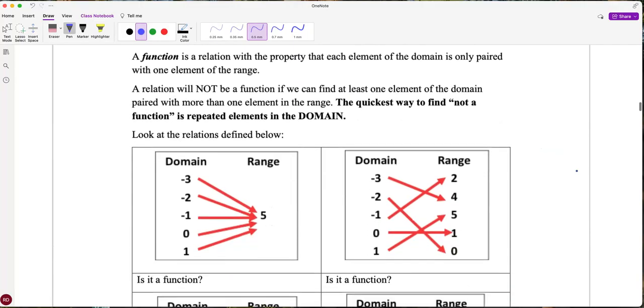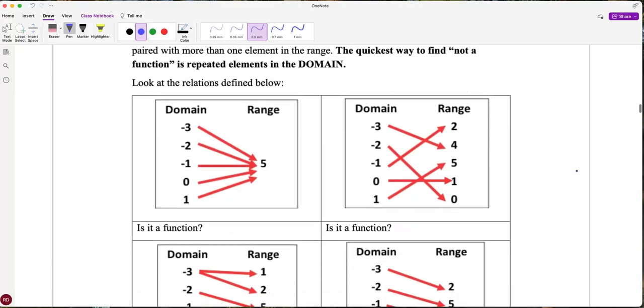So a function is a relation with the property that every element of the domain is only paired with one element of the range. It means your input variable only gives you one answer. If I'm talking x's and y's, what's my input? X, my output. So if I'm talking about x's and y's on a graph, every x will only give you back one y. So if an x gives you two y's, it's not a function. So let's look at this one. This is called a mapping. This is a relationship between a domain and range. Is this a function? So what's the definition of a function?